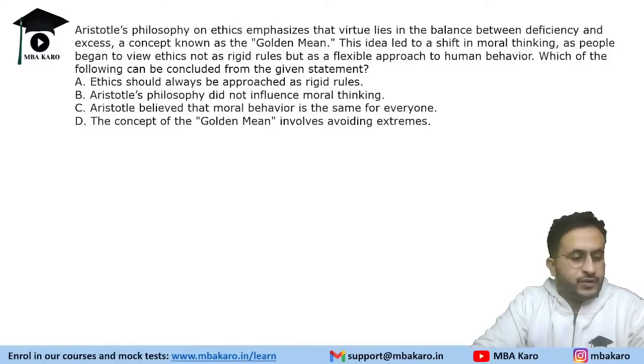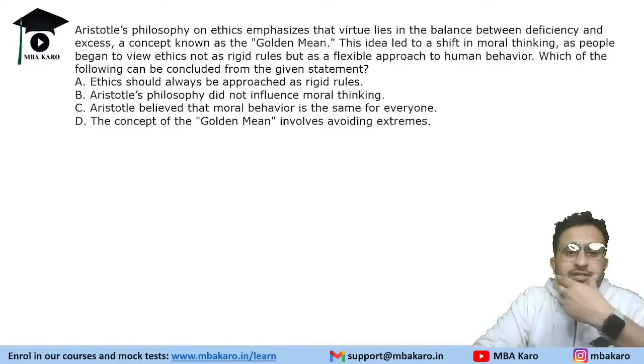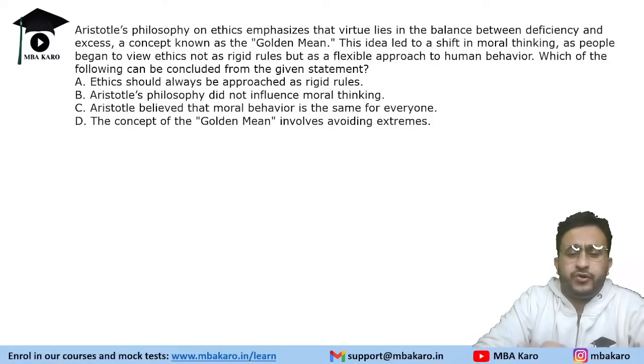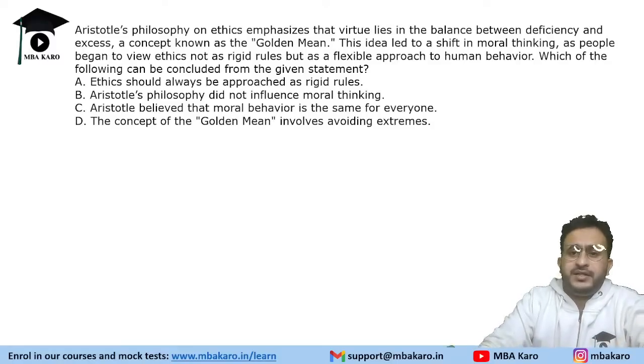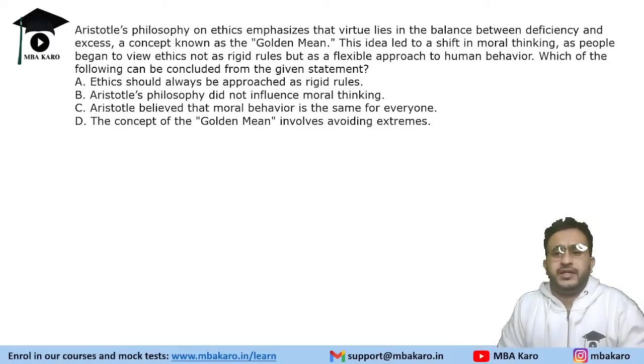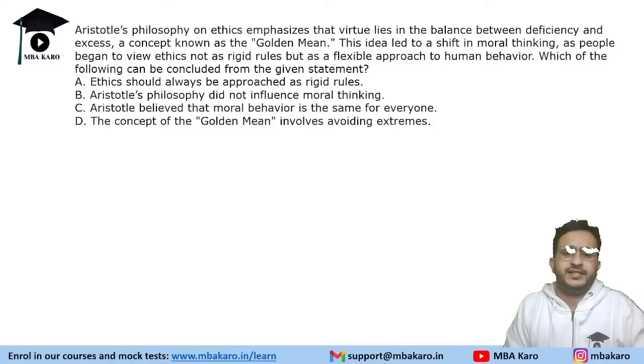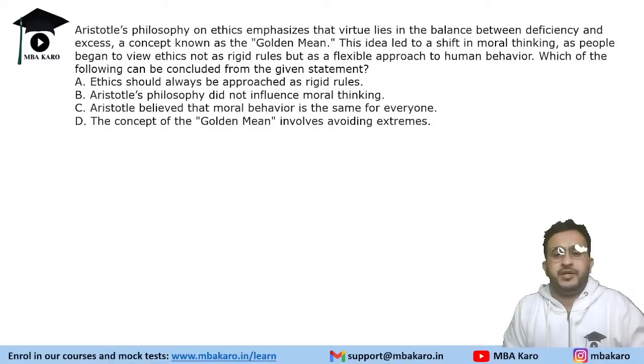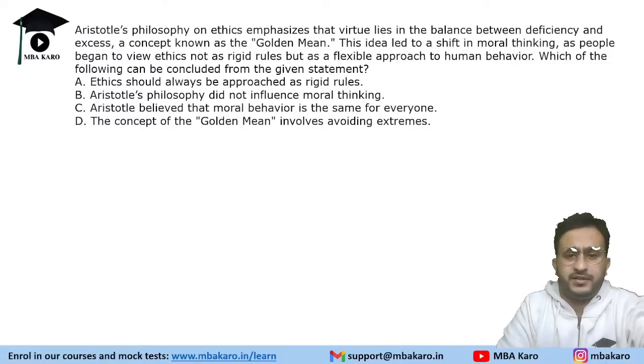Okay, so here's another question on critical reasoning. It says that Aristotle's philosophy on ethics emphasizes that virtue lies in the balance between deficiency and excess, a concept known as the golden mean. This idea led to a shift in moral thinking as people began to view ethics not as rigid rules, but as a flexible approach to human behavior. Which of the following can be concluded from the given statement?